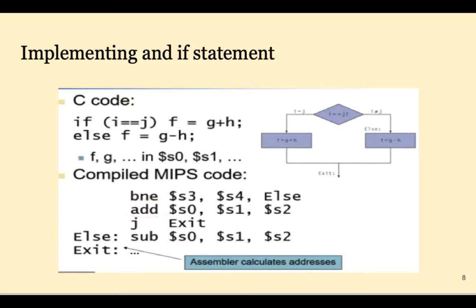Then in order to not fall into the else clause, we have to jump over it. This seems like a backward approach at first, but if you study the logic, you'll see that it's the most efficient way to implement the if-then statement. Let's go over that one more time. If I equals J, we want to do the add. If I does not equal J, we want to do the subtract.